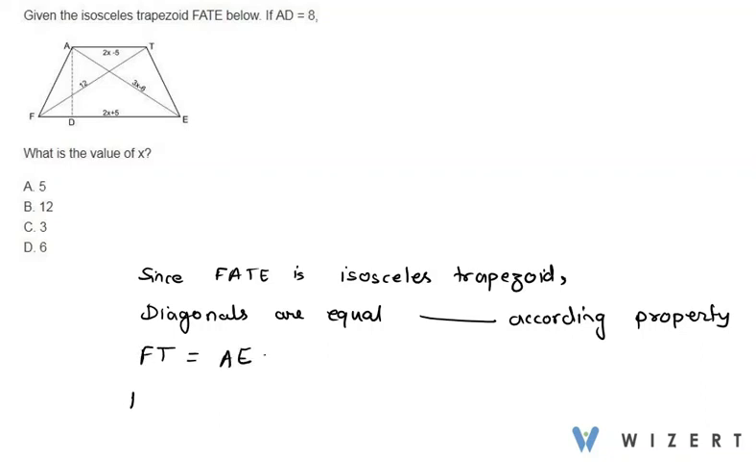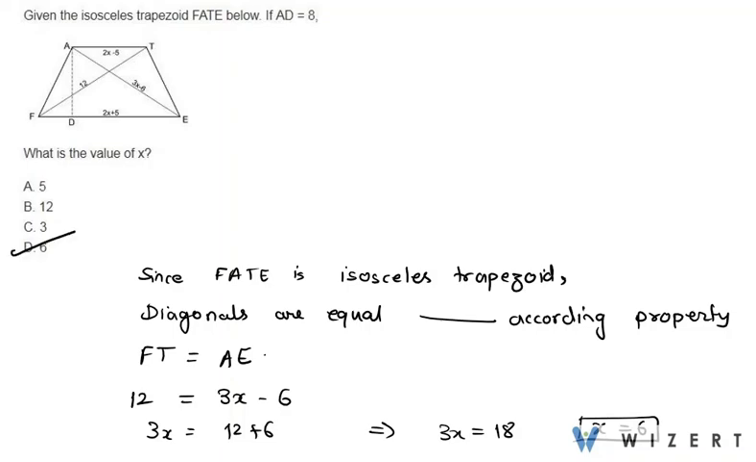So we can simply equate the values. 12 is equal to 3x minus 6. So we get 3x equal to 12 plus 6, which is 3x equal to 18. And from here we get x equal to 6. So the answer is option D, 6.